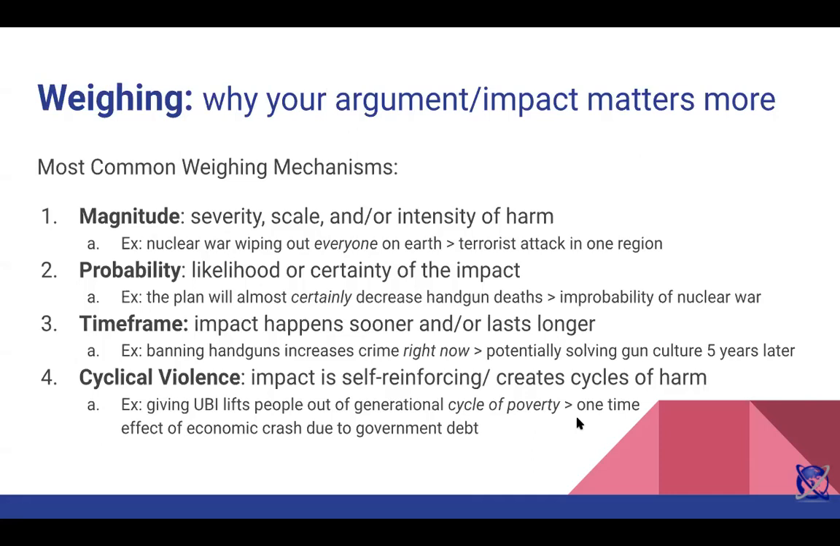I think this one is also an impact, but I would group magnitude, probability, and time frame into one category, and then cyclical violence into another, because this argument is not a one-time event, but it just says that the event is reoccurring and leads to worse events. So it's hard to describe it as a one-time thing like magnitude, probability, and time frame, but it just says that as the impact goes on and on, the impact becomes worse, if that makes sense.